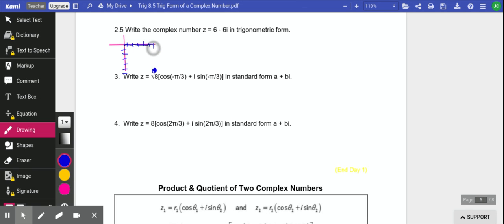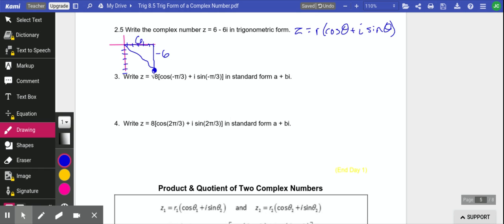Go ahead and draw a triangle because we're going to need that eventually. So we're 6 and negative 6. And I'll go ahead and finish out that triangle with not a super straight line, but that's okay. And remember, trig form of a complex number is going to be r cosine theta plus i sine theta.